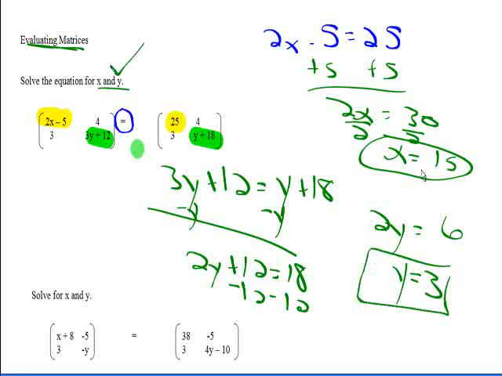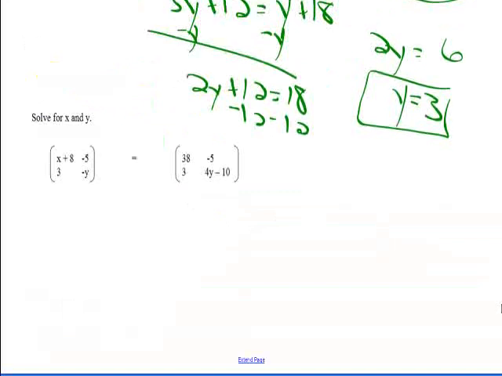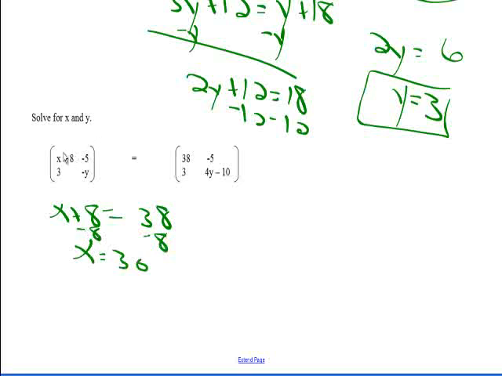And of course I can always plug it back in, so 15 times 2 is 30, minus 5 is 25, and that does match my 25 here. So just like you solved anything else, we can check it that way. We get a couple more here. So x plus 8 equals 38, so x equals 30, right? Minus 8, minus 8.